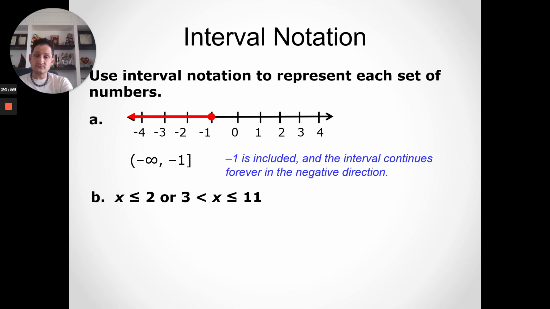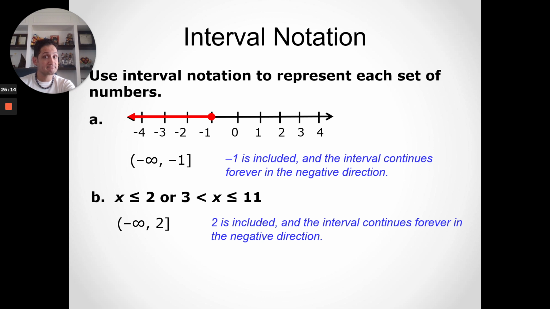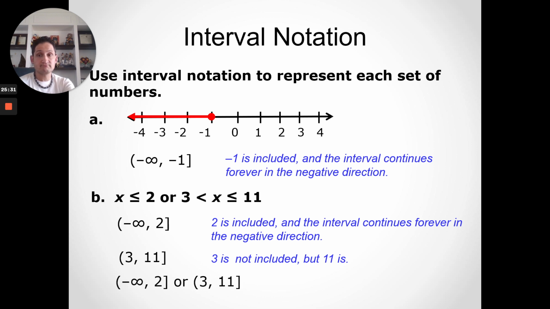Got it? B, x is less than or equal to 2. So negative infinity with parentheses, bracket 2. And then here we have 3 and 11 with parentheses, bracket. It's one or the other. We'll say or. So there's 1. Note parentheses for any infinity. It does equal 2. That works. And then 3, it's not equal to, but 3 comma 11, parentheses with the 3, sorry, yes, bracket with 11. And because it could be one or the other, we say or. Yay.